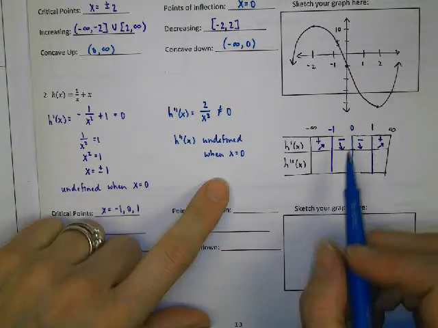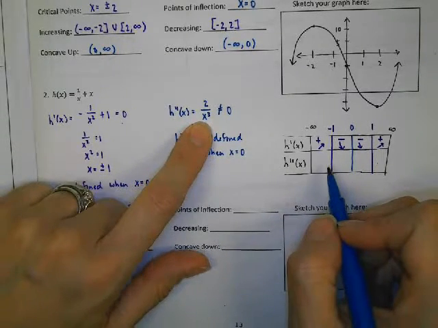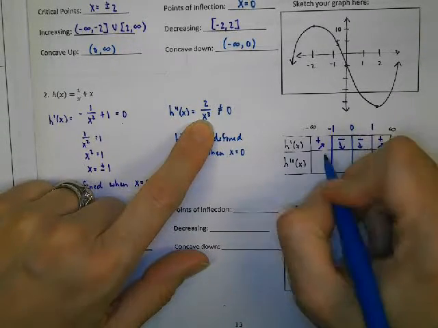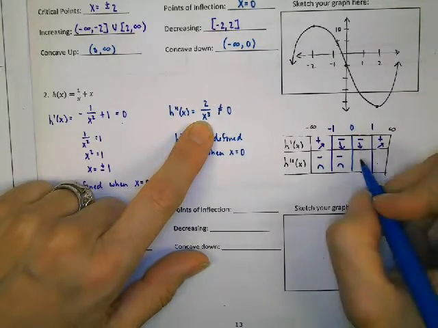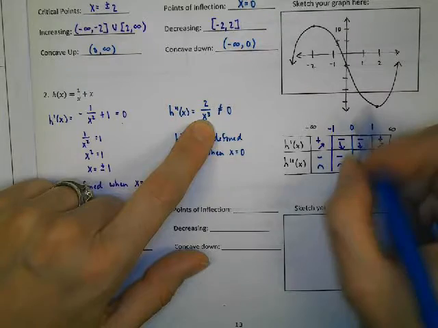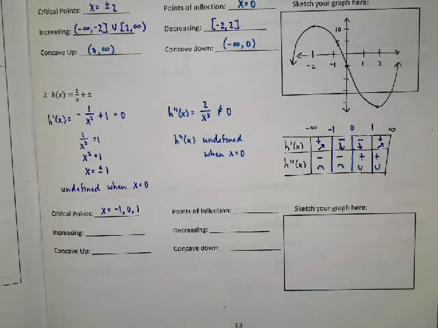Now for concavity, I only have to check on either side of 0. So if I plug in -1, that's going to give me a -2, so I'm going to be concave down here. If I plug in something greater than 1, I'm going to be positive, and so I'll be concave up.